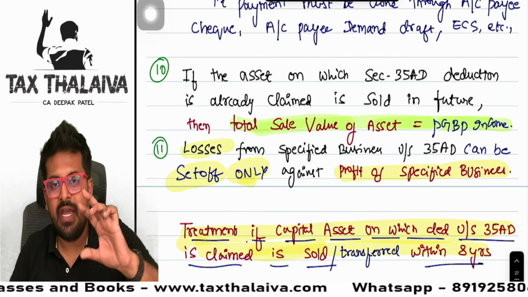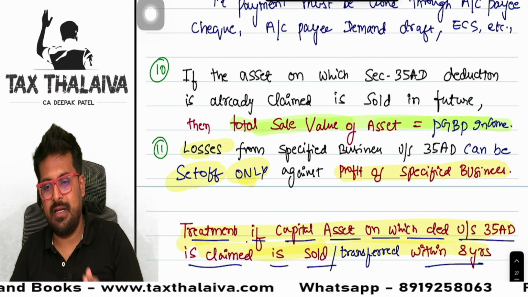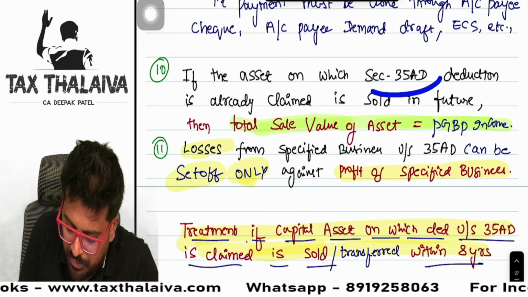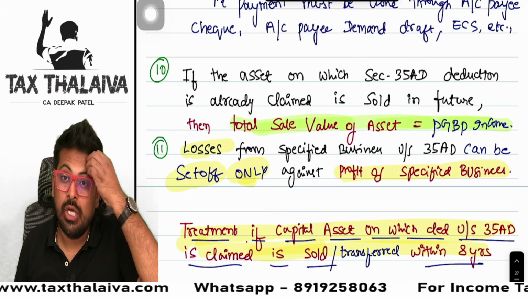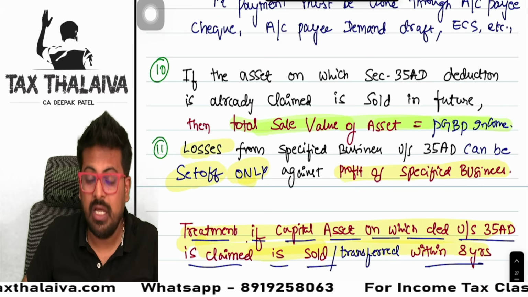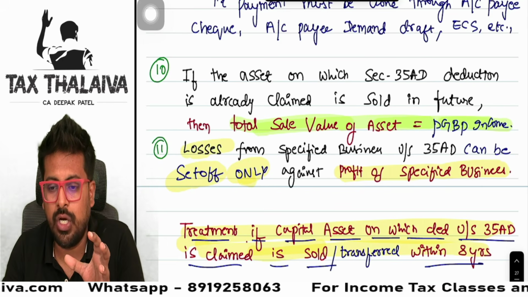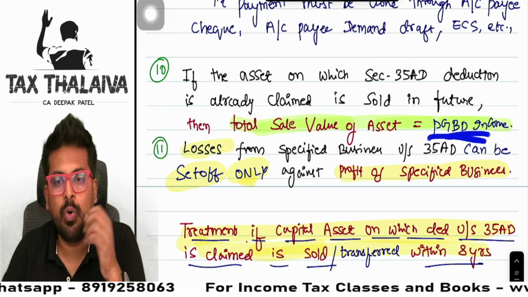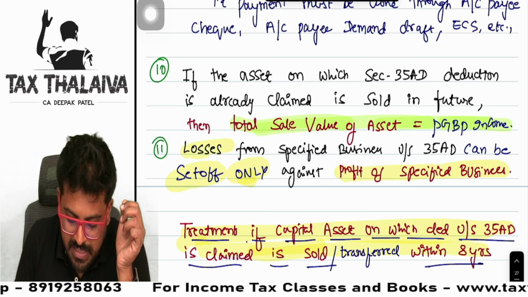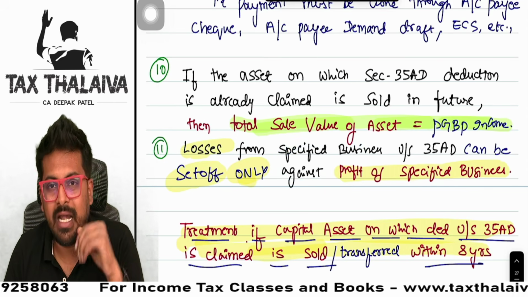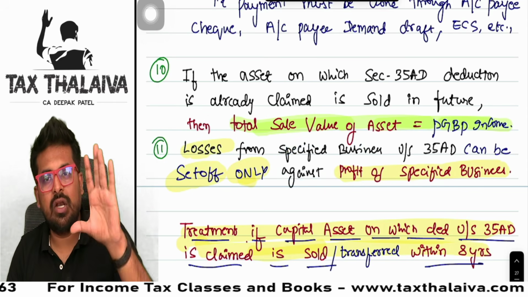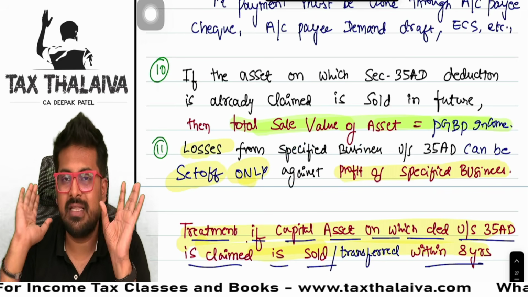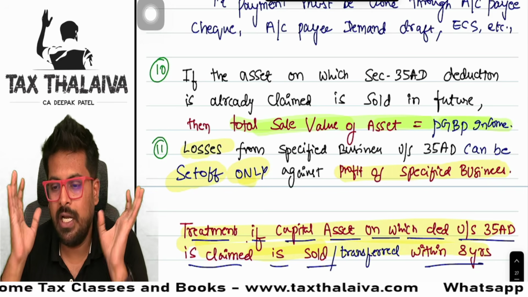And mind you, if you sell this 35AD asset in future, on which you claimed 100% deduction, the total sale value will be treated as business income only. And guys, in set off and carry forward of losses, you will read that section 35AD losses can be set off only against 35AD income.